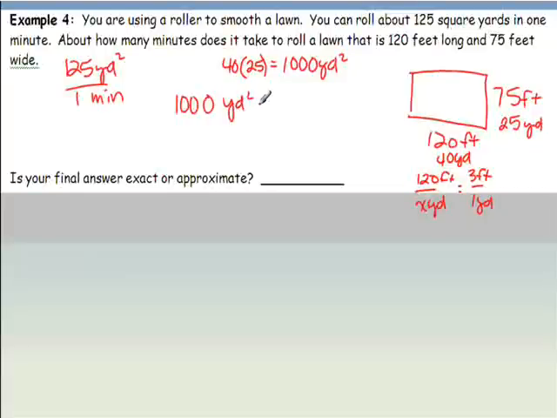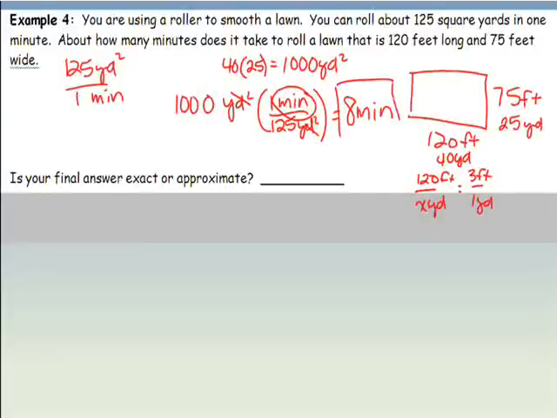math. So 1,000 yards squared, I can roll 125 yards squared in 1 minute. So my yards squared cancel. I basically divide 1,000 by 125, and I wind up with 8, and that is in minutes. So that's my final answer, 8 minutes. Is it exact or approximate? Well, did I have to round? No, I did not, which means that my answer is exact.